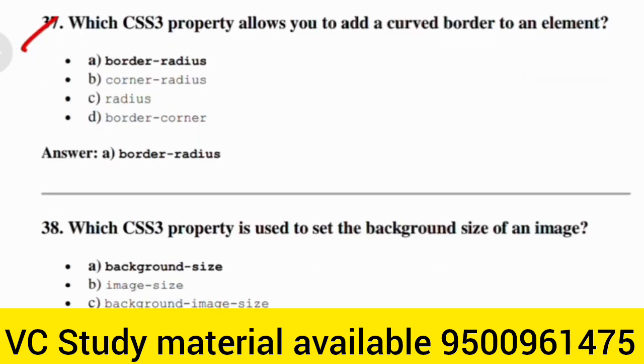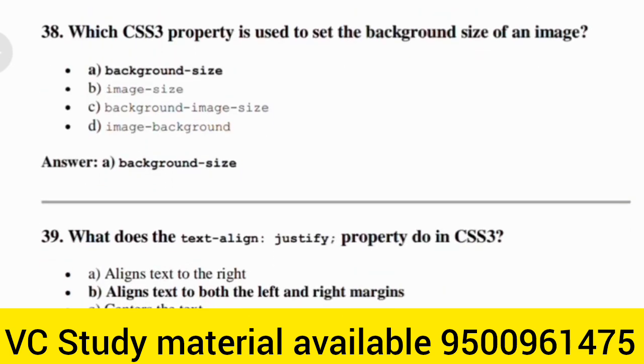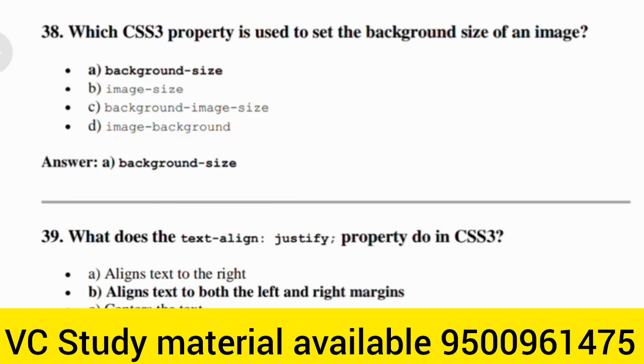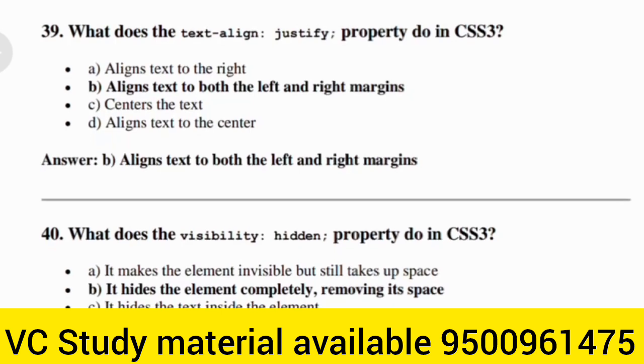Which CSS3 property allows you to add a curved border to an element? Border radius. Which CSS3 property is used to set the background size of an image? Background size. What does the text-align justify property do in CSS3? Aligns text to both the left and right margins.